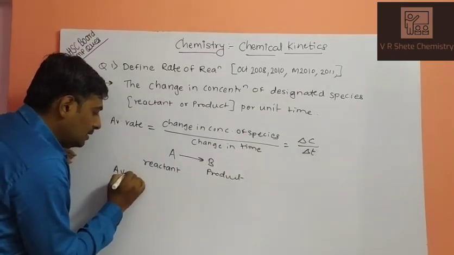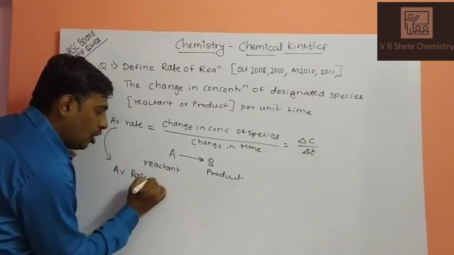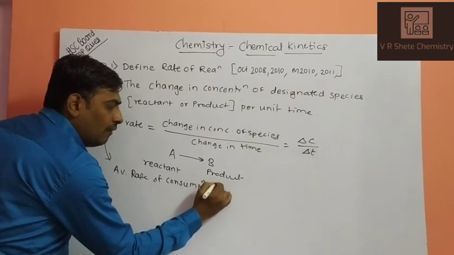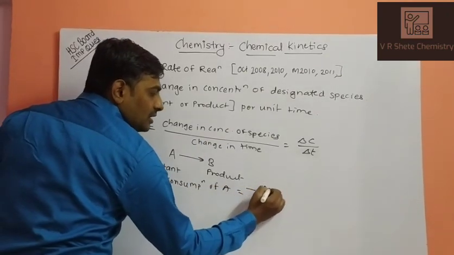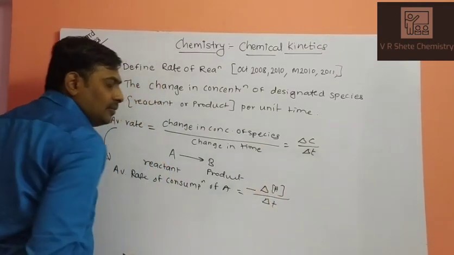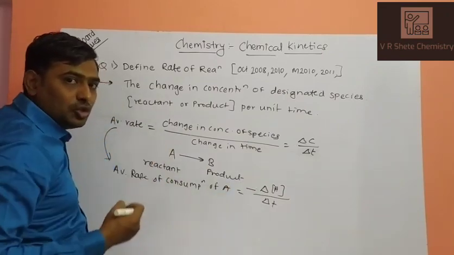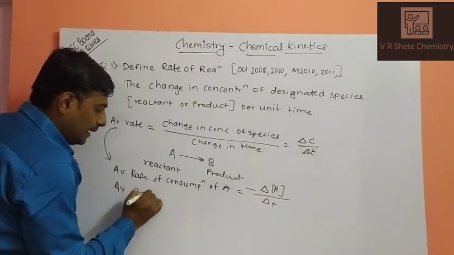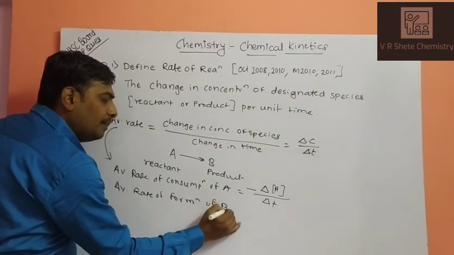So by this formula, the average rate of consumption of A is equal to, what is it? Negative change in concentration of A with change in time. Why is this negative sign there? Because the negative sign indicates the consumption of the reactant. Similarly, the average rate of formation of B.